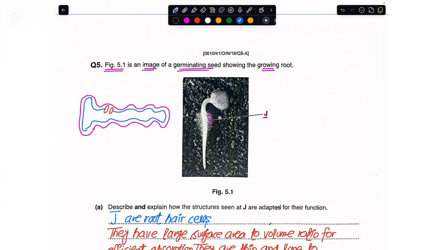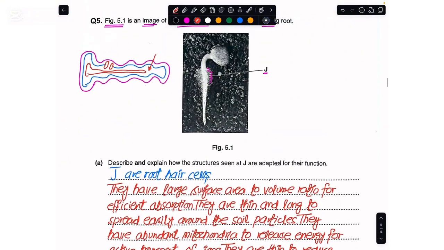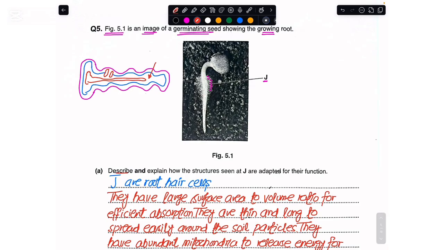Now, if we go to the center of this cell, here we have the large vacuole, and then there would be many mitochondria within the cytoplasm. So here they have given you a total of 5 marks, and they want you to describe and explain how the structure that is seen at J is adapted for its function.